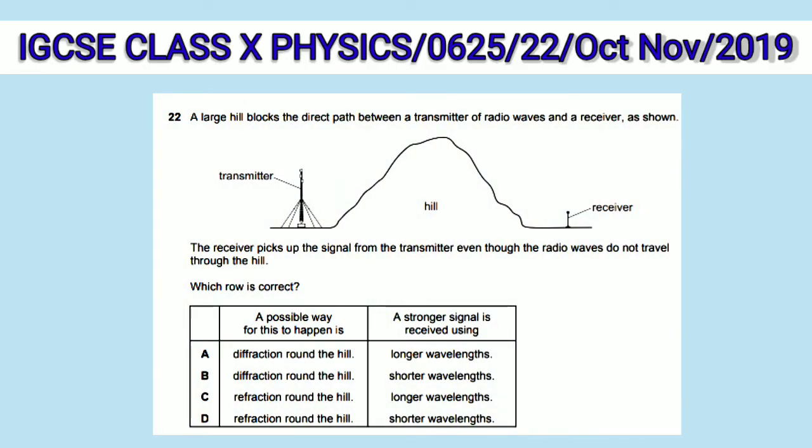Question 22. A large hill blocks the path between a transmitter of radio waves and a receiver as shown. The receiver picks up the signal from the transmitter even though radio waves do not travel through the hill. A possible way for this to happen is diffraction round the hill. A stronger signal is received using longer wavelengths. So the correct answer is option A, diffraction round the hill and longer wavelength.